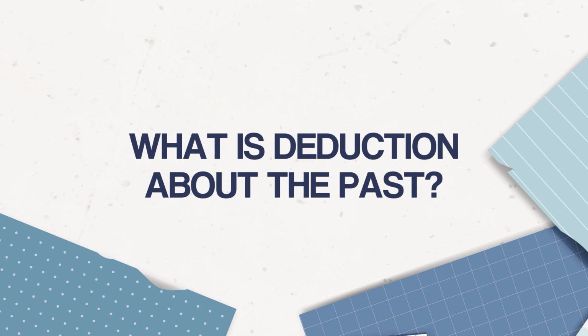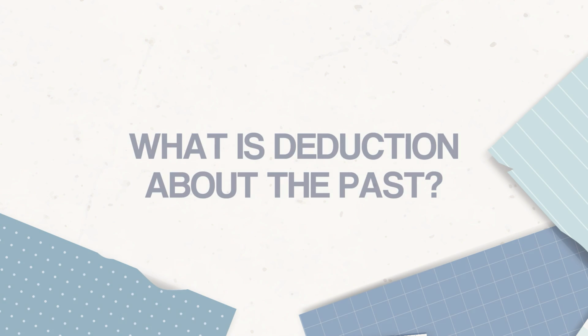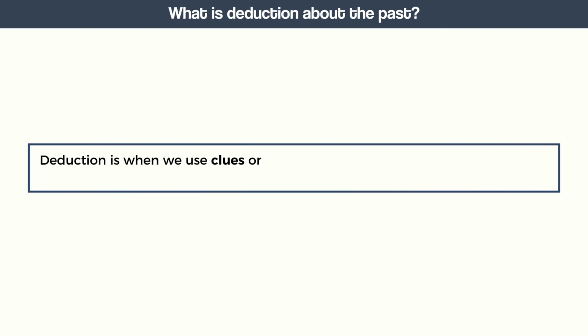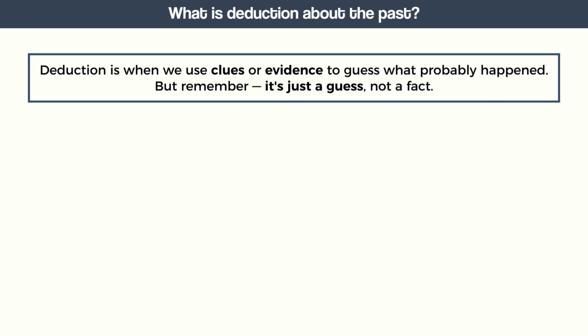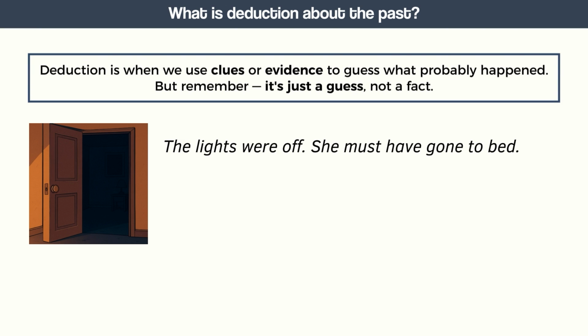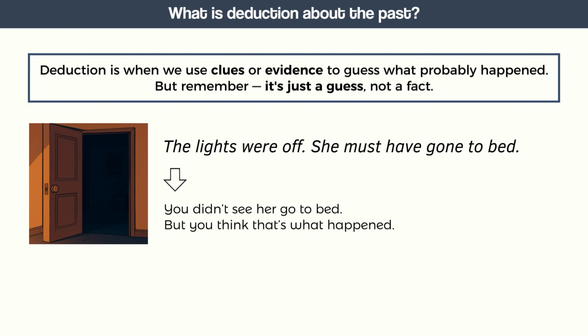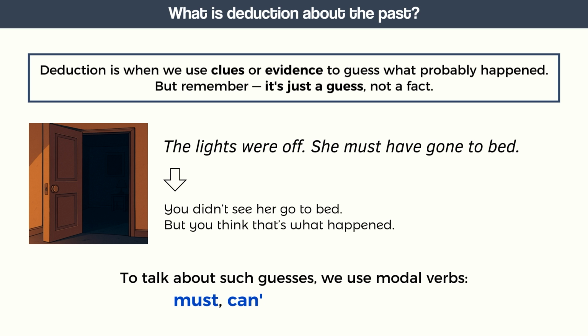What is deduction about the past? Deduction is when we use clues or evidence to guess what probably happened in the past. But remember, it's just a guess, not a fact. For example, the lights were off. She must have gone to bed. You didn't see her go to bed, but you think that's what happened based on the evidence. To talk about these kinds of guesses, we use modal verbs like must, can't, might, and more.